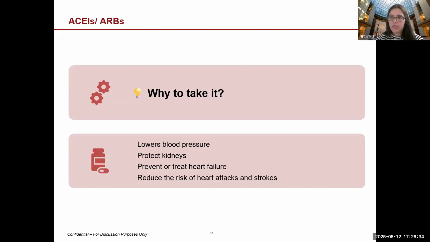So again, why do we need to take ACE or ARBs? Mainly to lower blood pressure, to protect your kidneys, to prevent or treat heart failure if patients have heart failure, and also to reduce the risk of heart attacks and strokes.